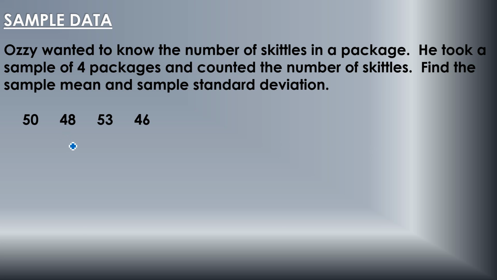He took a sample of 4 packages. So obviously he's not counting all the numbers of Skittles in all packages of Skittles. So he took a small sample of 4, which means in this case, my degrees of freedom is 3. Okay, 1 less than the sample size. So to find our mean, we would do 50 plus 48 plus 53 plus 46.